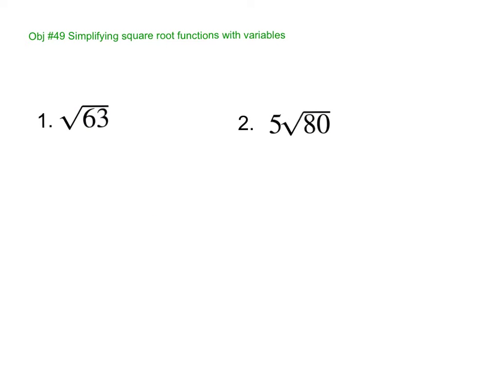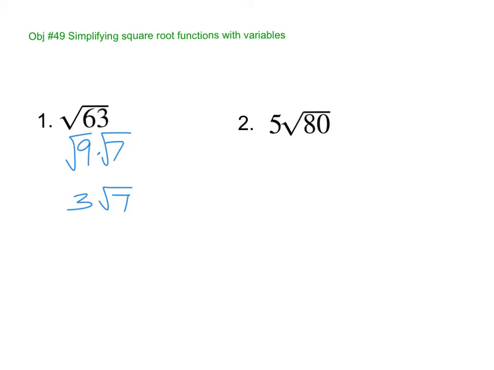All right, so do these two. Again, this should be a review. This should be pretty quick. So pause the video. So 63 is 9 times 7. Square root of 9, square root of 7. Square root of 9 is 3. We don't know the square root of 7, so we leave it.